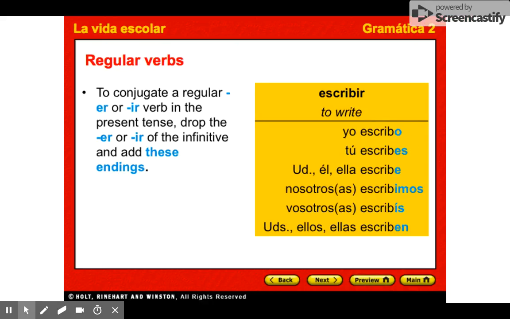For IR verbs, it's almost exactly the same as the ER verbs. The one form that is different is the nosotros form right here. It's an IMOS. It's an IR verb. Otherwise, it's O, ES, E, and EN, just like the ER verbs. So that should be familiar. That should be on your verb sheets. If it's not, go ahead and copy these two verbs down onto your verb sheet.